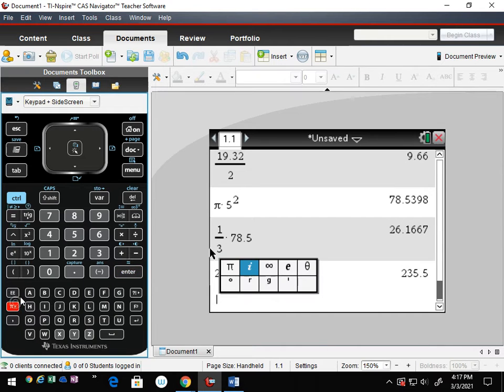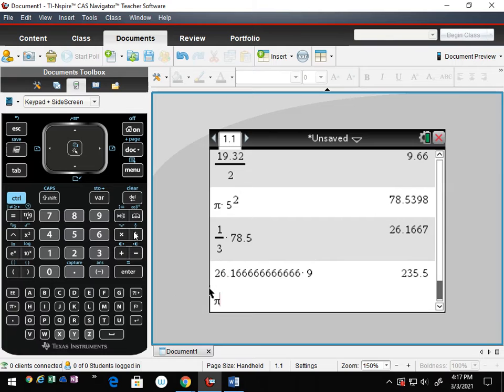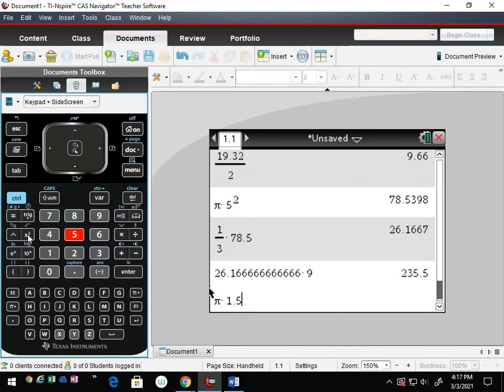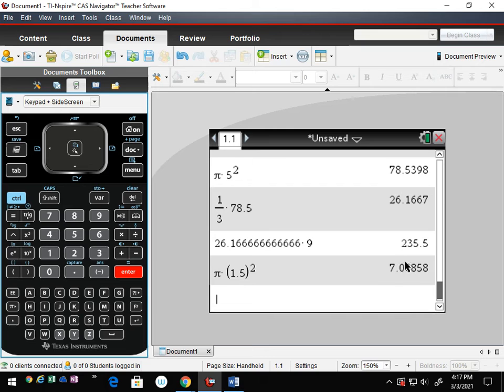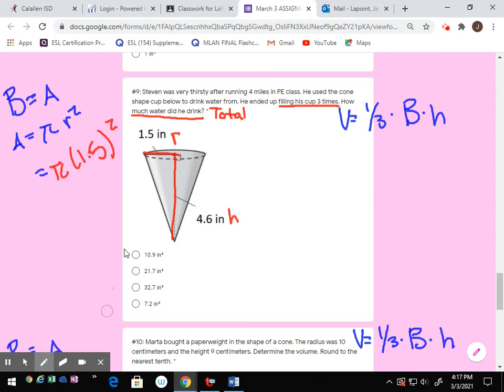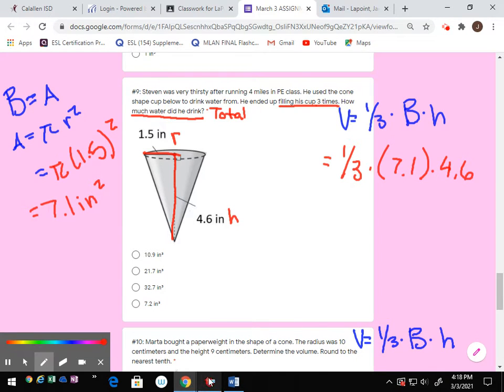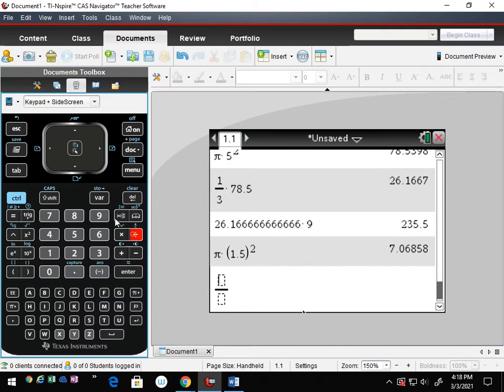Calculator, pi symbol, times 1.5 squared. We get 7.1 if we round up. So our big B is equal to 7.1 inches squared. All right, so there's our area of our base. We'll plug in our area of the base for big B over here. So we have 1/3 times 7.1 times our height. And we said our height is 4.6, okay? So times 4.6. Let's go back to our calculator. Control divide.